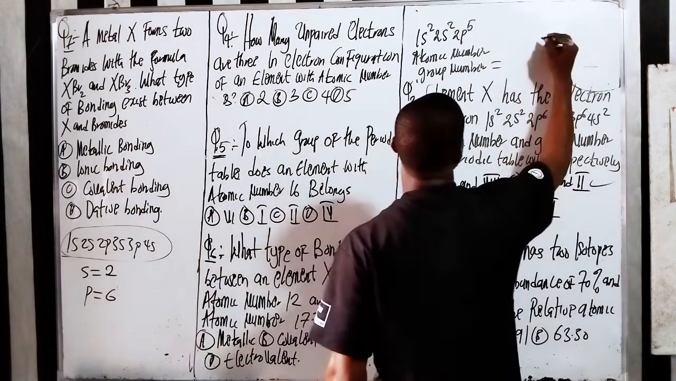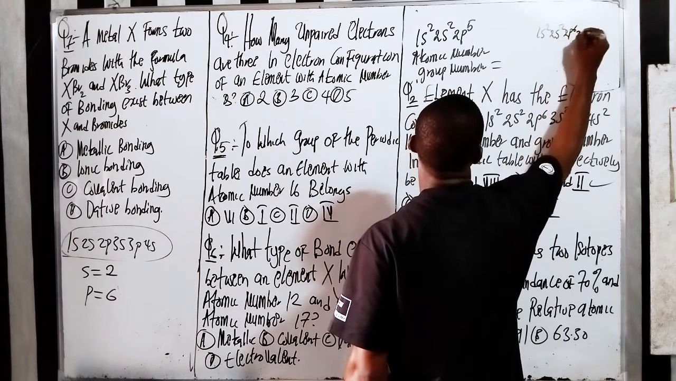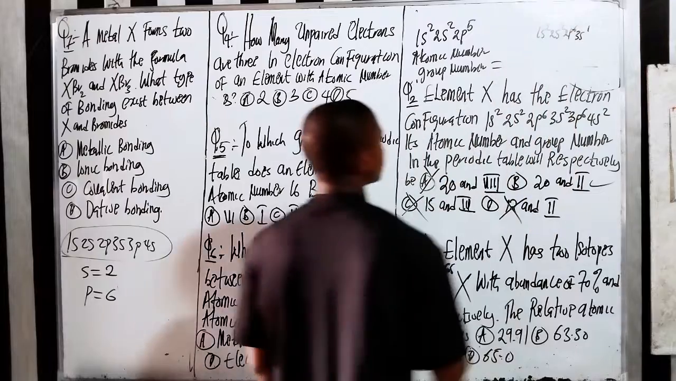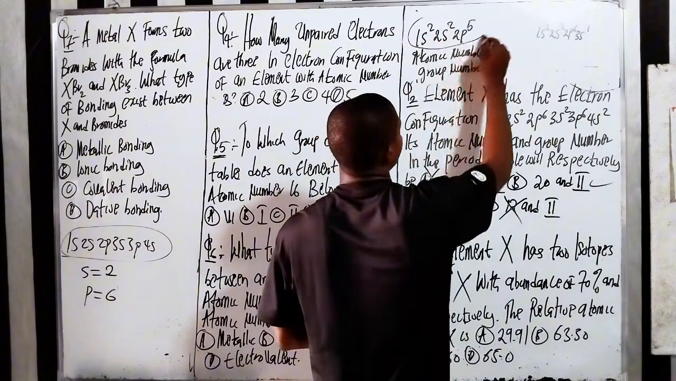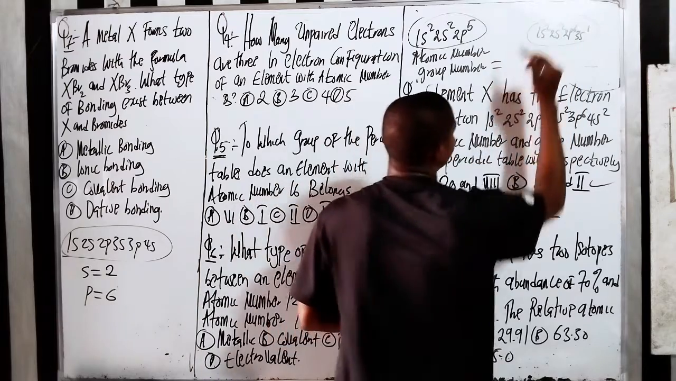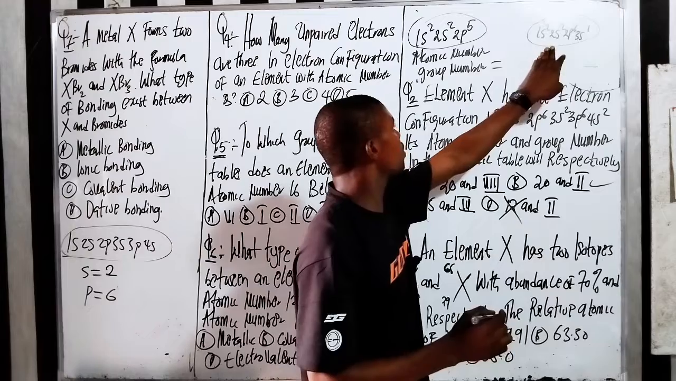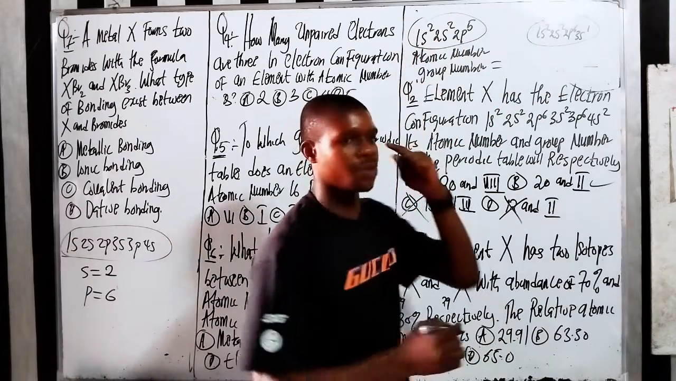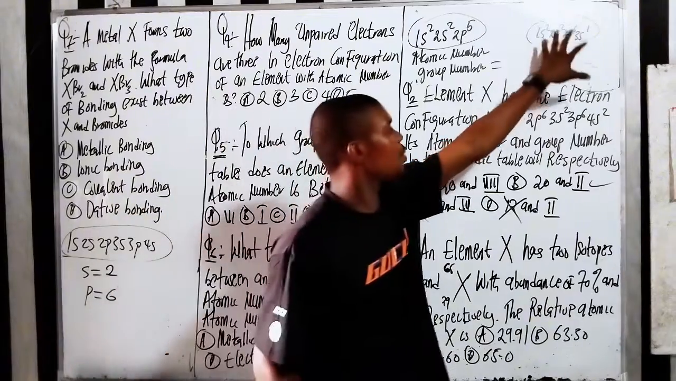For example, here we have 1s2, 2s2, 2p6, 3s1. What is the atomic number? What is the group number here? I want to see your answer at the comment section. It's very important. You get?